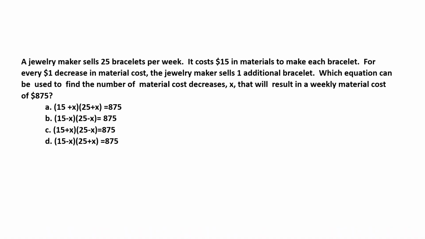Let's take a look at this example. A jewelry maker sells 25 bracelets per week. It costs $15 in materials to make each bracelet. For every $1 decrease in material cost, the jewelry maker sells one additional bracelet. Which equation can be used to find the number of material cost decreases, X, that will result in a weekly material cost of $875?